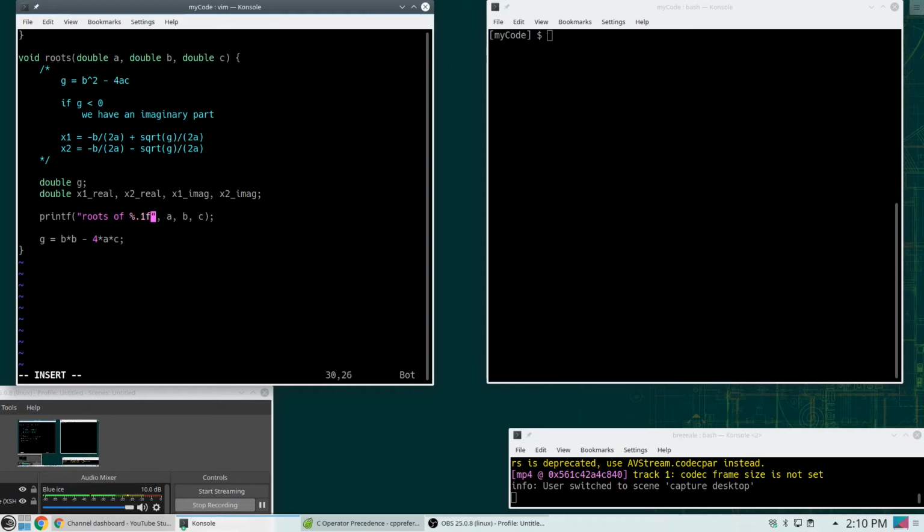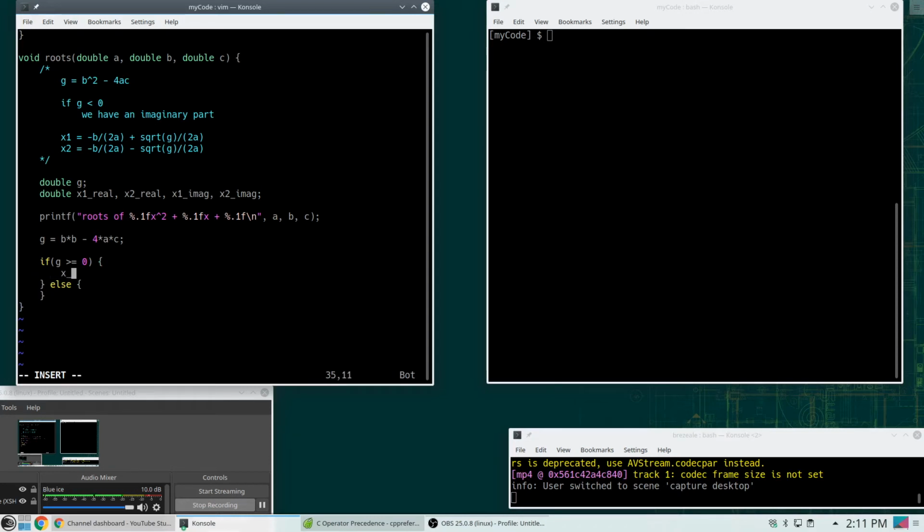We'll say 0.1f x squared plus percent 0.1f, since these are all doubles, x plus percent 0.1f, new line. And so now we say if g is greater than or equal to 0, we know we don't have an imaginary part. So we'll have an if else. So if this is the case, let's calculate some stuff.